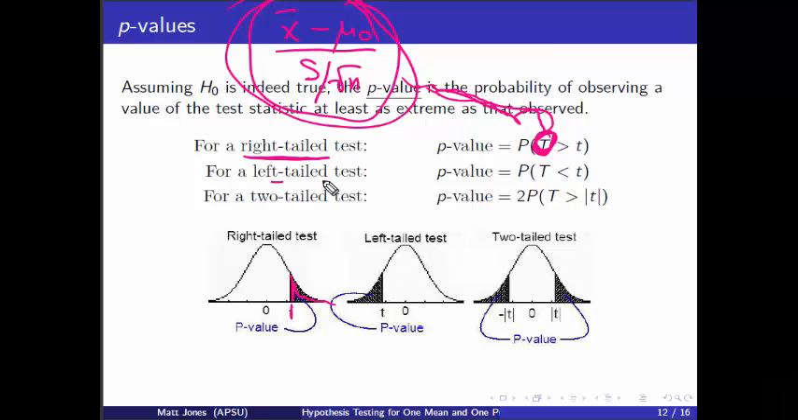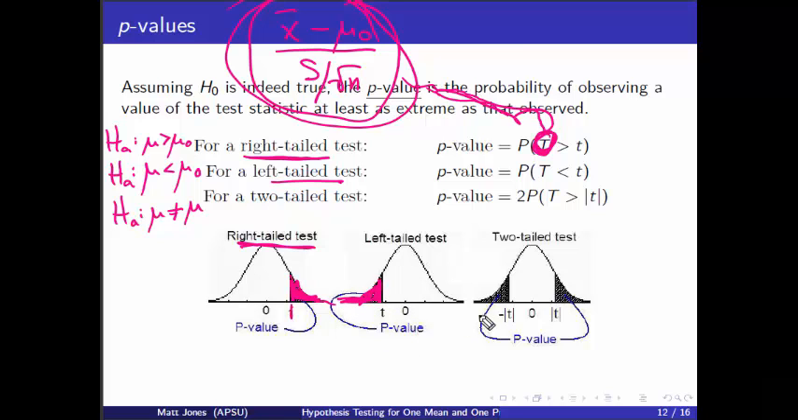If you're doing a left-tailed test, then again, what is that? That's when your alternative hypothesis is of the form mu is less than mu naught. If you're doing a right-tailed test, that means your alternative hypothesis is of the form mu is greater than mu naught. If you're doing a two-tailed test, it means that your alternative hypothesis is of the form mu is not equal to mu naught. For a right-tailed test, the p-value is the area up under that t-curve to the right of your test statistic. For a left-tailed test, the p-value is the area up underneath that t-curve to the left of your test statistic.